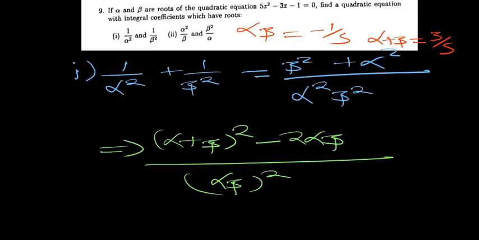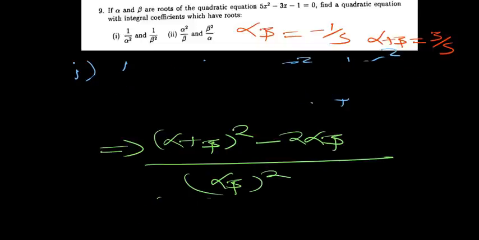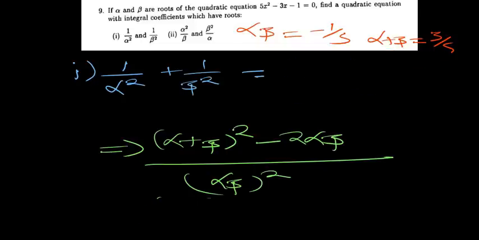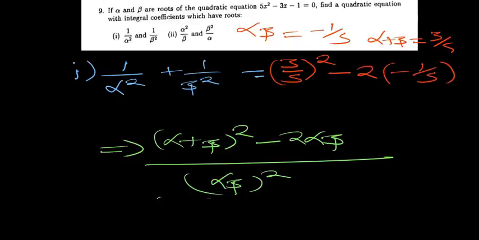Okay, so alpha plus beta is 3 over 5, so 3 over 5 squared. Let me just write this on top properly, or I can just do this. So alpha plus beta is 3 over 5, so that's squared, minus 2 alpha beta. Alpha beta is -1 over 5. Now we're dividing that by alpha beta squared, which is -1 over 5 squared.